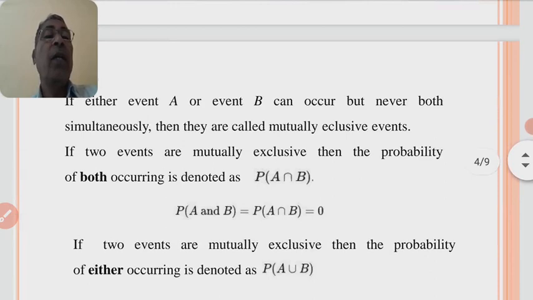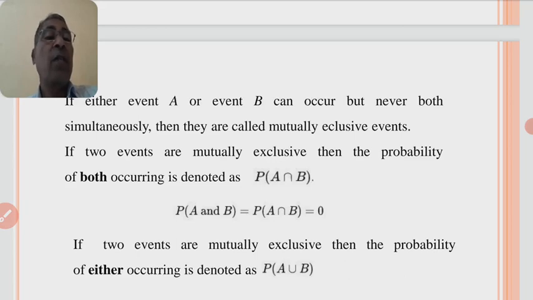If either event A or event B can occur, but never both simultaneously, then they are called mutually exclusive events. If two events are mutually exclusive, then the probability of both occurring is denoted by probability of A and B, that is written as P of A intersection B, that is equal to 0.